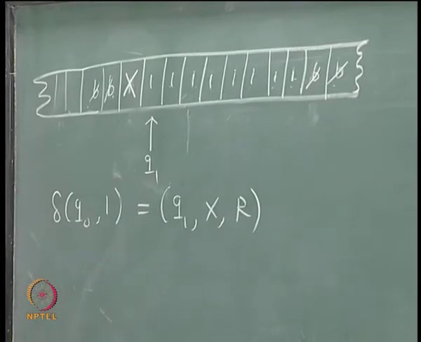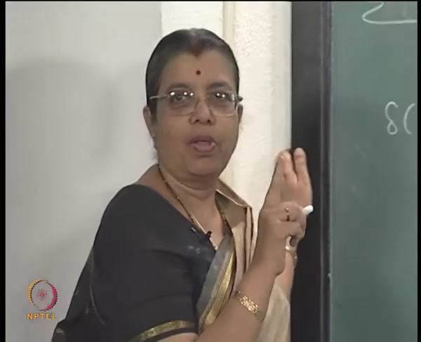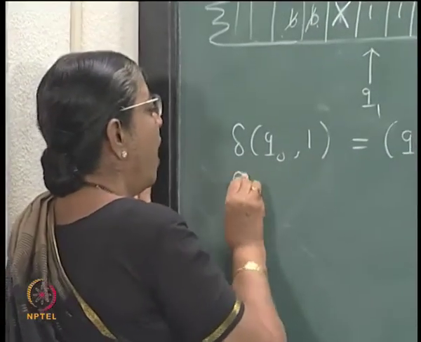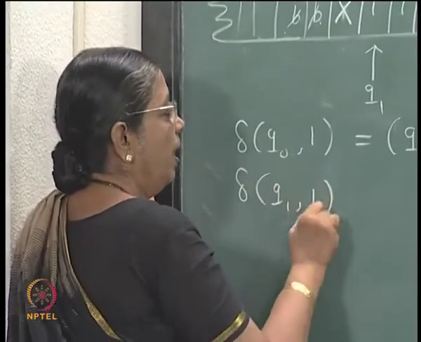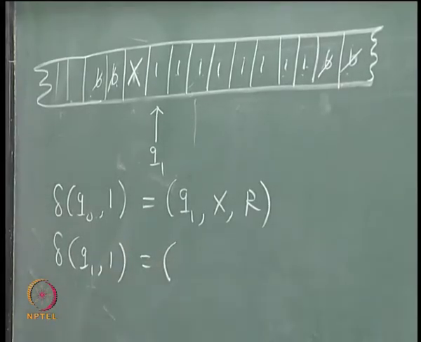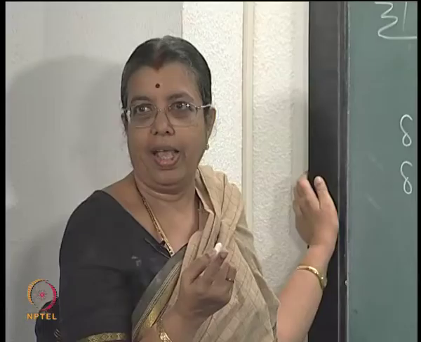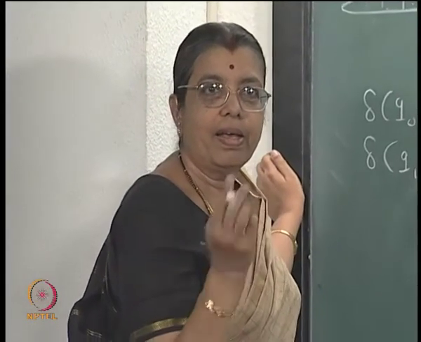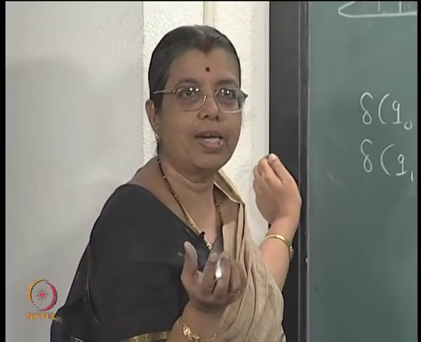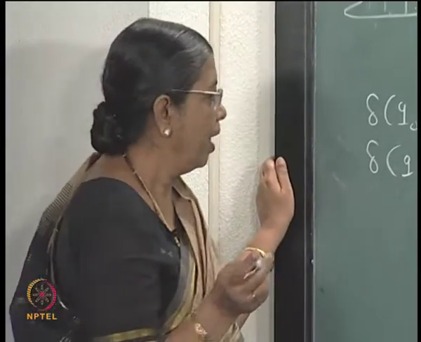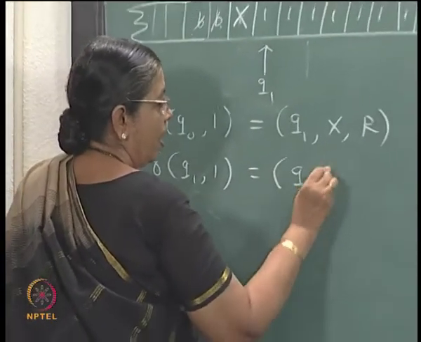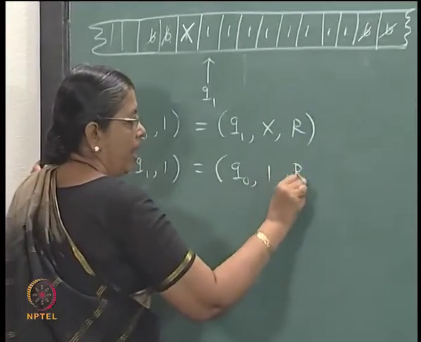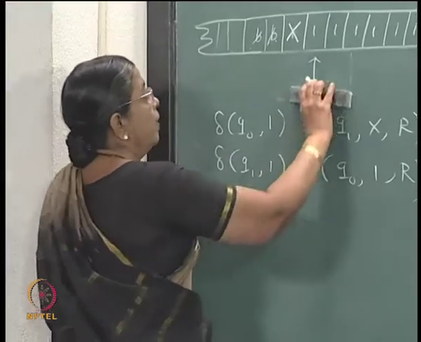Now, alternate ones you have to leave out. That is, you should not change it into an x. So, delta of Q1 1 is, but the state should change. Between alternating Q naught and Q1, you are remembering whether you have come across an odd number of ones or an even number of ones. So, the state goes to Q naught, but you do not do anything with this 1 and you are moving right.